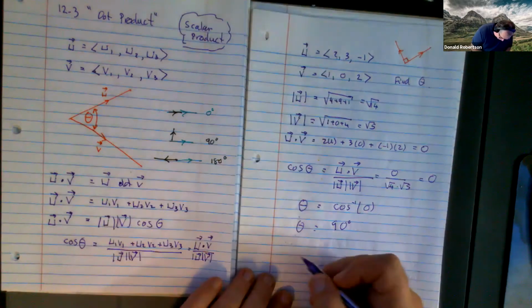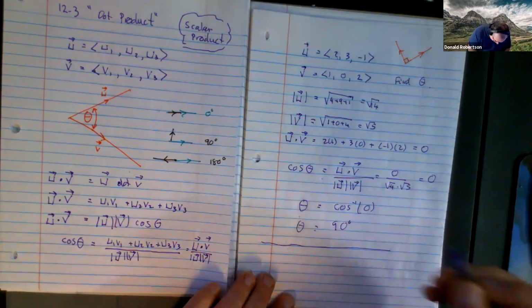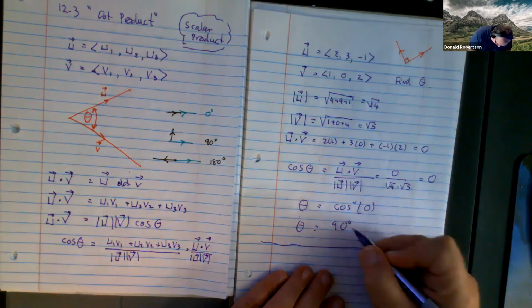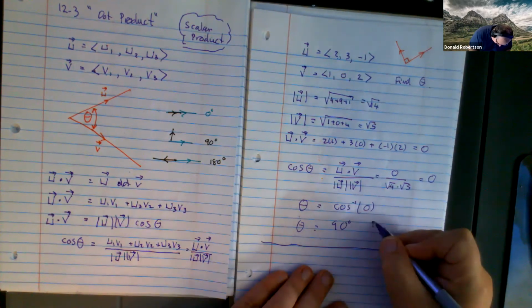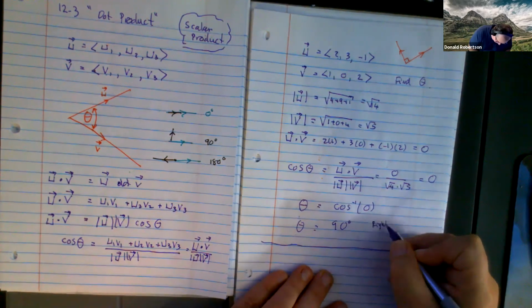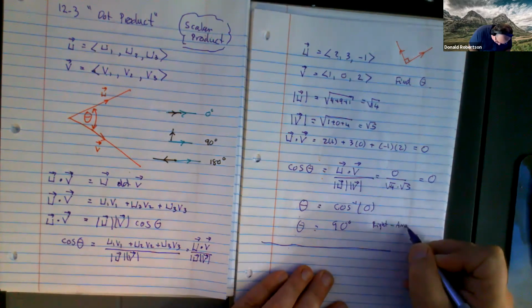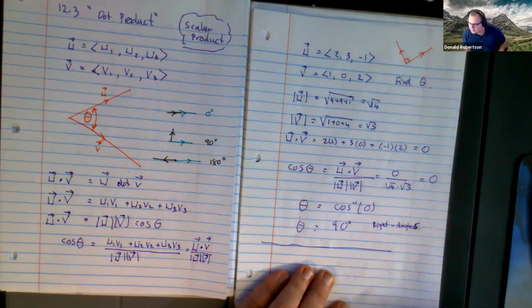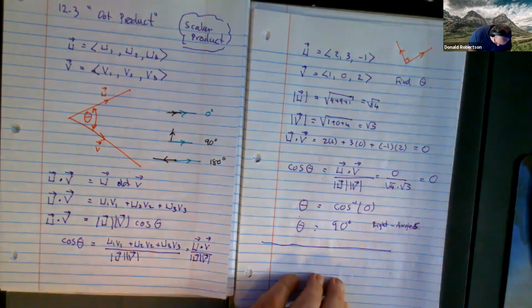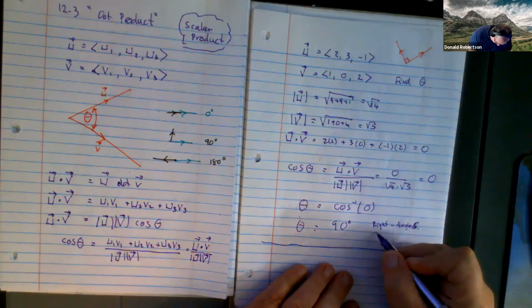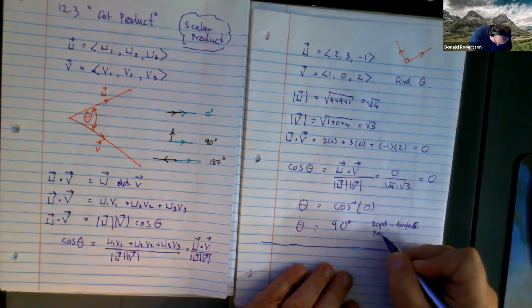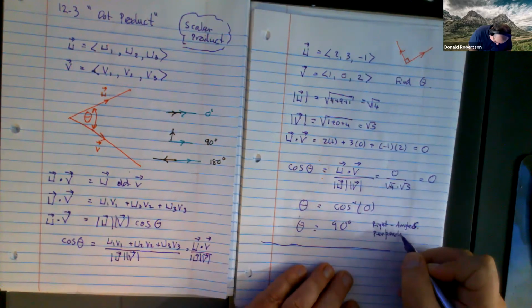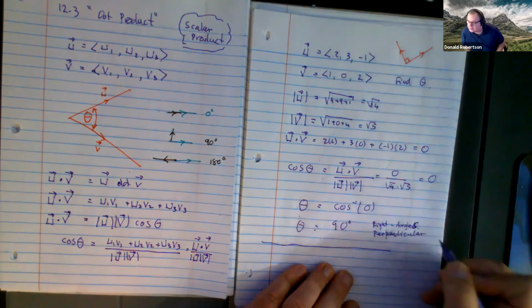Before I forget, this guy is 90 degrees. When two vectors are at 90 degrees, we would say that the two vectors are at right angles. That would be one term. I don't like it, but we could use that. Couldn't we also say that they are perpendicular, which is a little bit nicer?